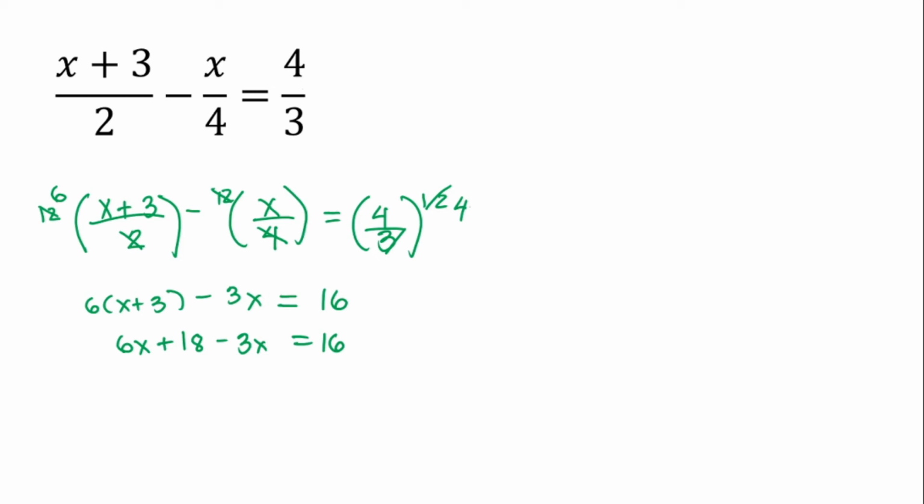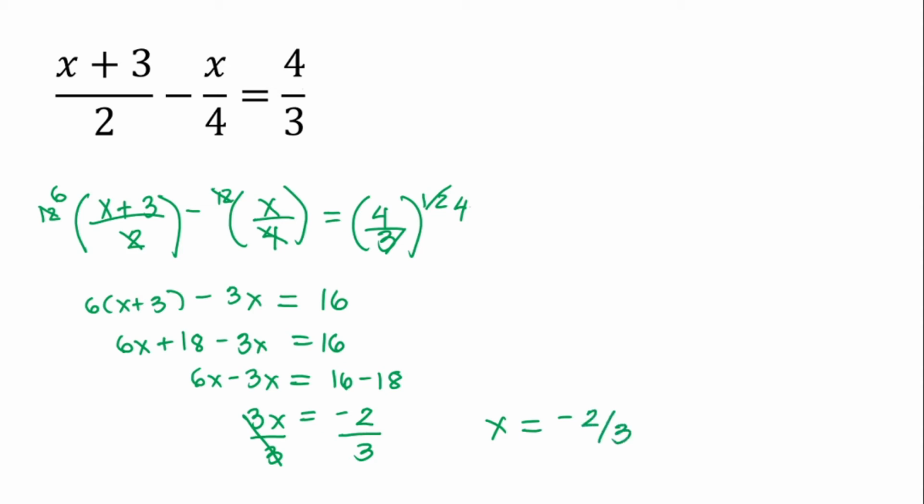Let us combine like terms. Anong matitira dito? That this will become 6x minus 3x equals 16 minus 18. Alright. So, what is 6x minus 3x? That is positive 3x. 16 minus 18 is negative 2. So, let us divide both sides by 3. And that will give us the answer of x equals negative 2/3.